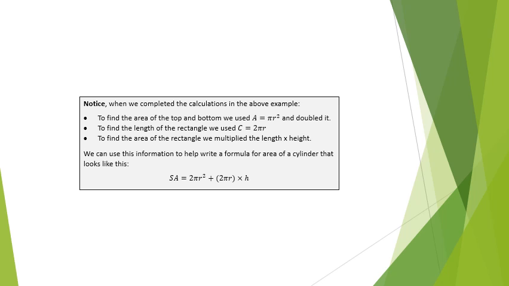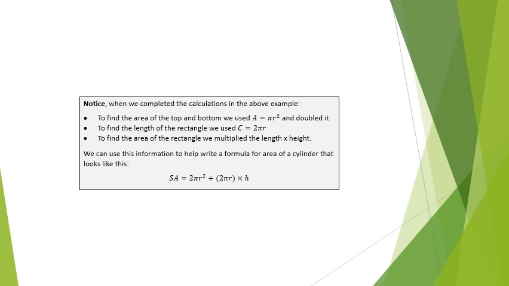So we can use this information to help us write a formula for the area of a cylinder that looks like this. So the surface area is 2 pi r squared, which is 2 times the area of the circle, plus 2 pi r, which is the circumference, times h, which is the height. So that first little bit, 2 pi r squared, represents the area of both circles. And that second little bit, 2 pi r times h, represents the area of the rectangle.